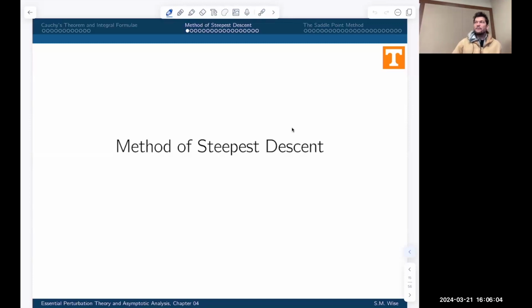All right, welcome back to Essential Perturbation Theory and Asymptotic Analysis. Are there any questions before we get into method of steepest descent, or back into method of steepest descent?